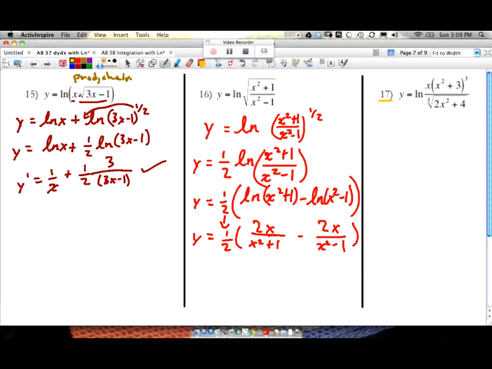Look at number 17. My goodness. So many things that we could break apart. Well, let's do it one step at a time. So here's what I'm first looking at. I see x times x squared plus 3 divided by the cube root of 2x squared plus 4. So I'm going to do y equals natural log of x.